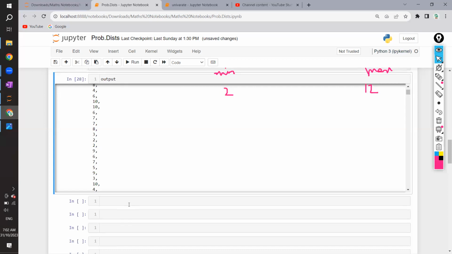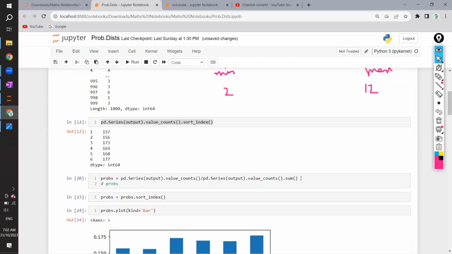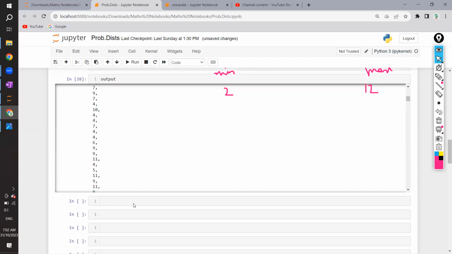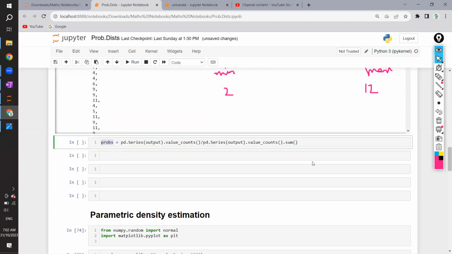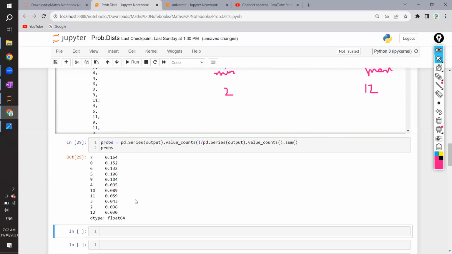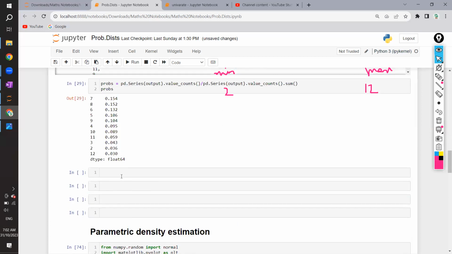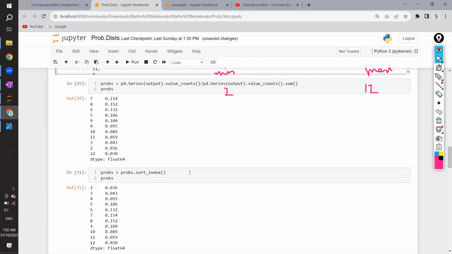Okay, so now to this output you can simply do the same thing again. I want to just do this probability, probability of each value. Fine, so you will get the probabilities, and if you see the probs, these are the probabilities. If you see, the possible outcomes are 2 to 12, and these are its corresponding probabilities. Okay, outcomes, probabilities, random experiment.